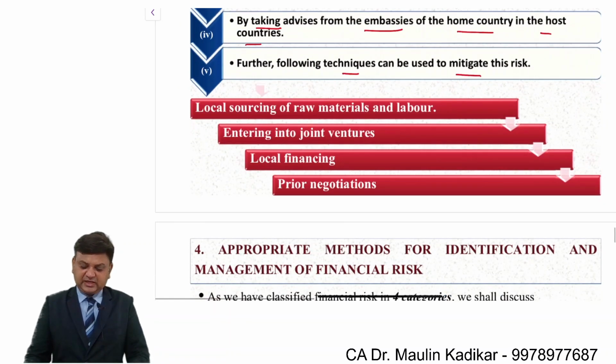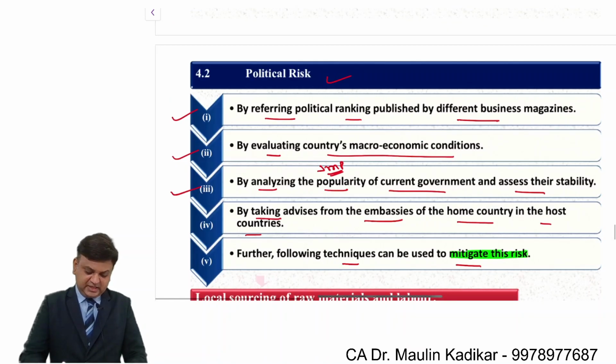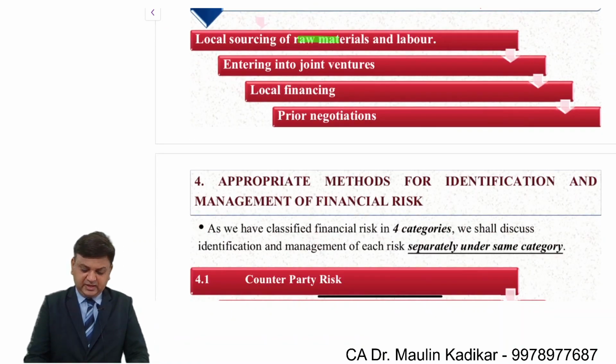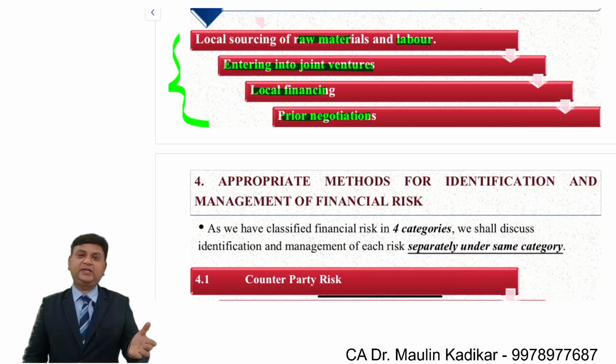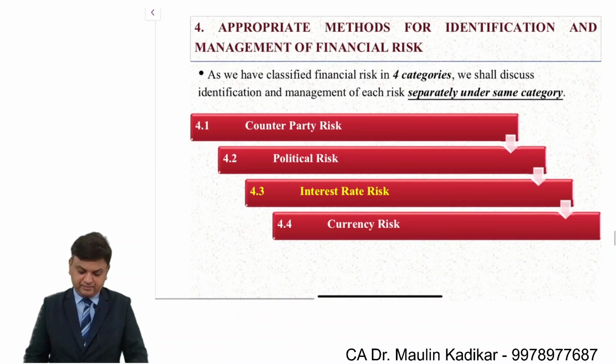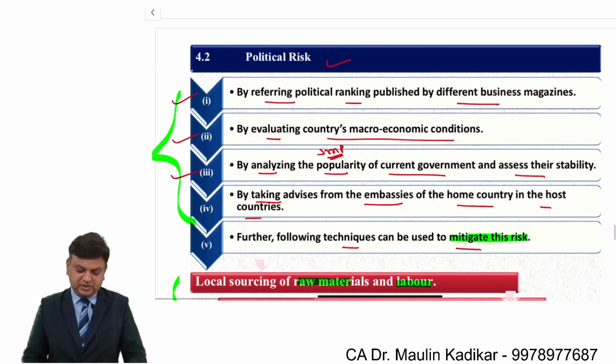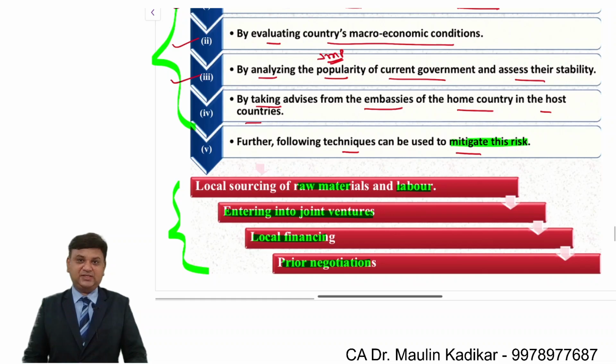Further, the following techniques can be used for mitigation of the risk. So these are the techniques for the purpose of mitigation. Local sourcing of the raw material and the labor, entering into joint venture, local financing and prior negotiation. So we should have something like this so that we can avoid the political risk. This is what we understand as a method of mitigation of the political risk.